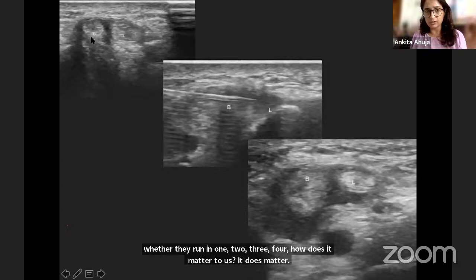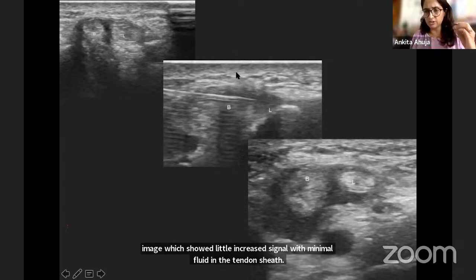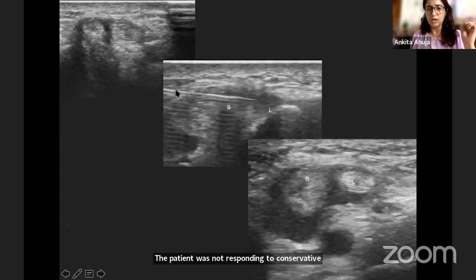So this is an ultrasound image which showed little increased signal with minimal fluid in the tendon sheath. The patient was not responding to conservative management and an injection was taken as a call. So the needle was pushed in. This is your brevis and this is your longus. We are into this sheath.